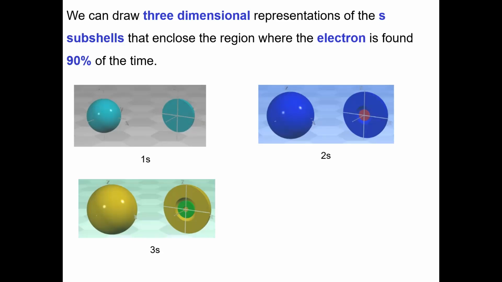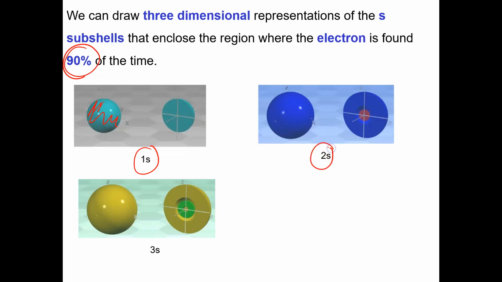Most commonly, subshells are represented by what we call probability distribution diagrams. These are 3-dimensional representations that enclose a particular probability in space. Normally these are drawn as 90% probability diagrams. For the 1s, because it's an S subshell, it looks like a sphere, and there's a 90% probability that the electron will be found somewhere on the surface of that sphere.